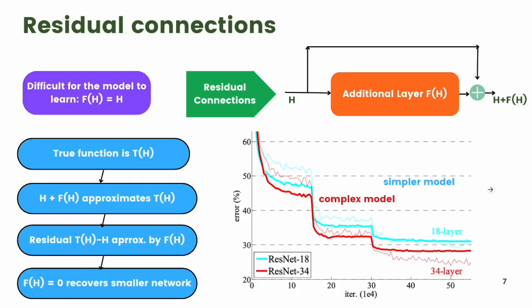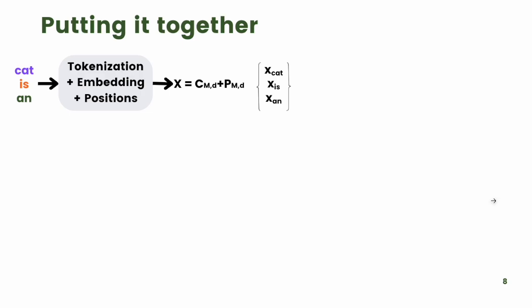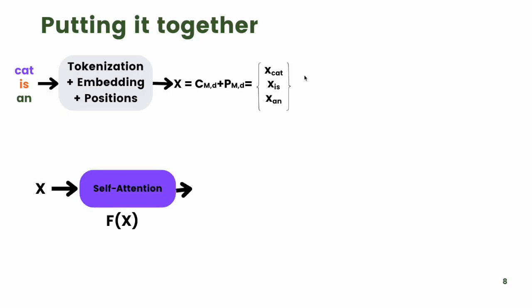So let's put this all together for our transformer block and see how the output looks. So our input is "Cat is an". We perform tokenization, embeddings, and add positional encodings, and then we receive an output X. So this output X again is a stacking of 3 vectors. One corresponds to cat, one corresponds to is, and the last one corresponds to an. Now this matrix X is sent to the self-attention layer, which we are denoting here with f(x) to maintain consistency with the previous slides.